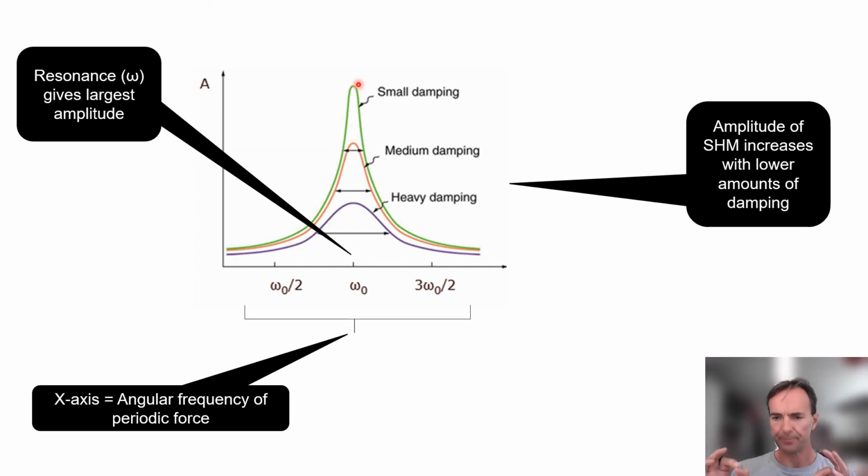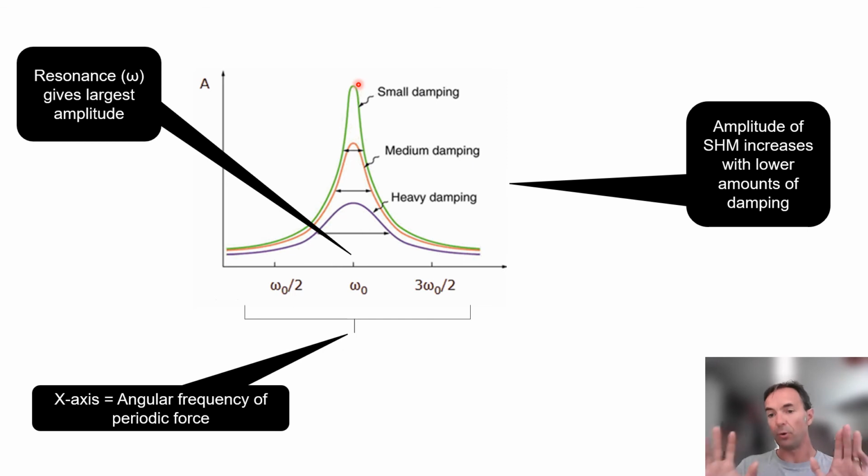So there are 2 things to consider: the resonant frequency and the frequency of the driving force, the periodic force. If those 2 match, you get very, very high amplitudes, but only if there is small damping. If they're matched and it's heavy damping, you get a very low amplitude. If your periodic force does not match, so it's either half or 3 halves, then of course your amplitude is going to be a lot lower in this case. So that means that you end up with lower amplitudes.